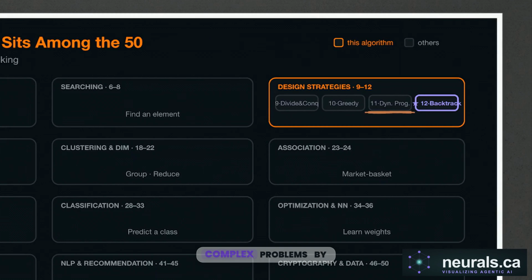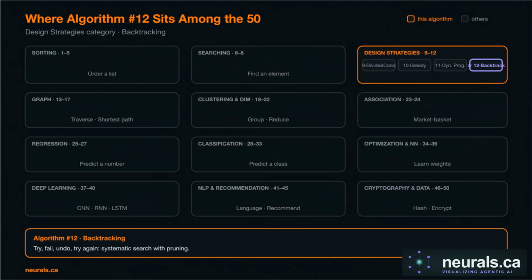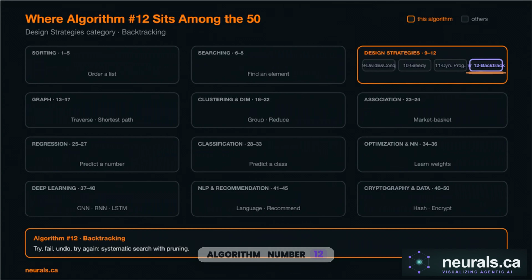Programming solves complex problems by remembering past answers, but sometimes you don't need a perfect memory. You just need to know exactly when to quit. We are looking at algorithm number 12 in the design strategies category, backtracking.